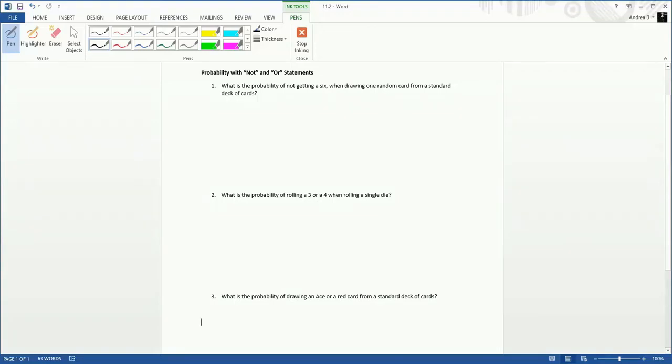Alright, for this one we have probabilities with not and or type of statements. For number 1, what is the probability of not getting a 6 when drawing one random card from a standard deck of cards? So remember, for these not statements, you're really doing 1 minus the probability of drawing a 6 here. So remember, in a deck of cards, there are 4 different suits, so there's 4 6s out of the 52 cards in the deck of cards.